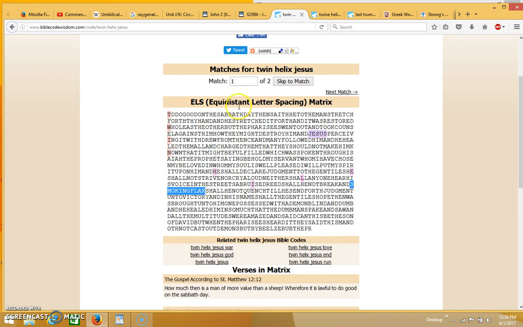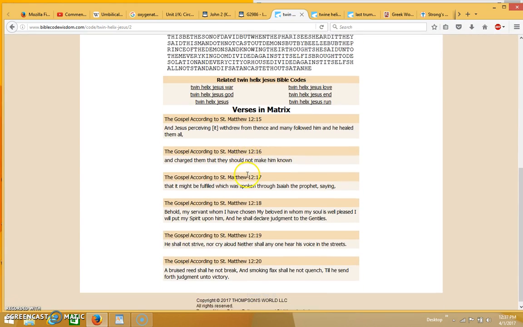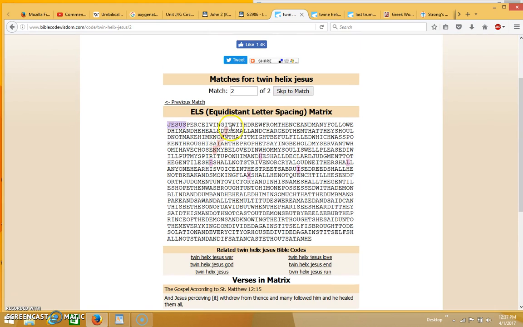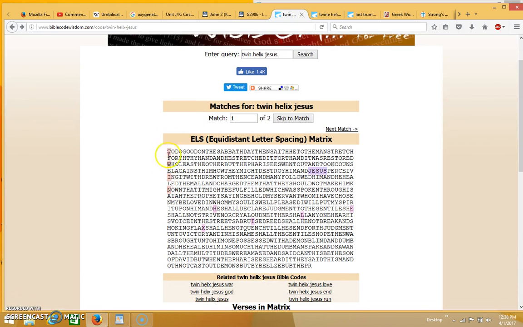But first I just want to show you how twin comes up, because it actually comes up 2 different ways. This is coming up in the same text in Matthew 12, where it's talking about the bruised reed and the smoking flax. So you can see twin is encoded in there 2 different ways. One's over here, and then the other one was up here, straight up and down.